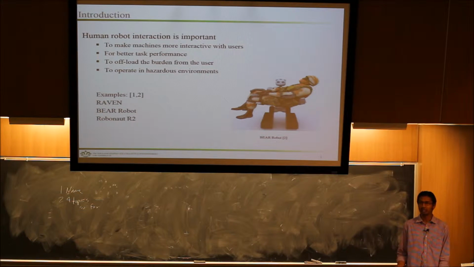Some of the famous examples are the Raven robot, which is a surgical robot, the Bear robot, as shown in the figure, which is used in military rescue operations, and the Robonaut.